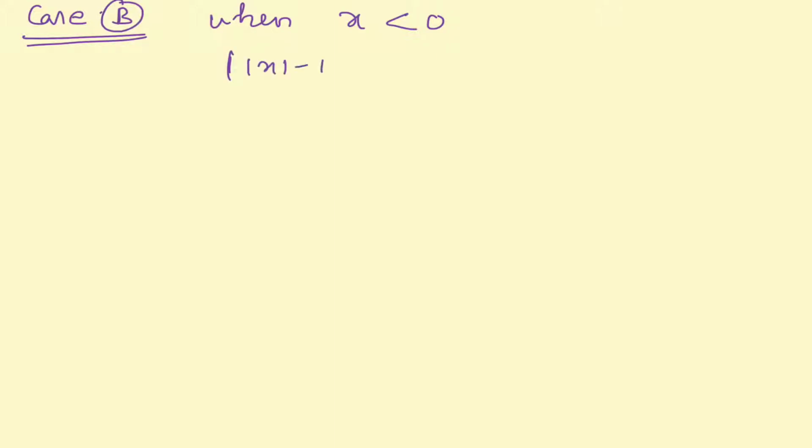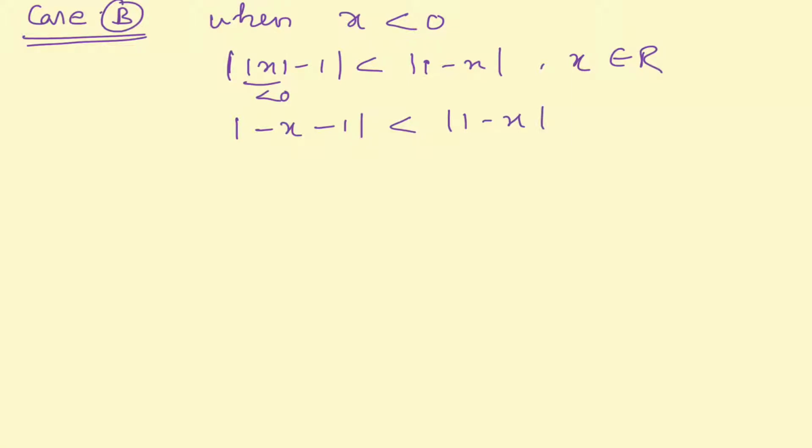Case b, when x is less than 0. When x is less than 0, we have mod of mod x minus 1 less than mod of 1 minus x, when x belongs to real values. x is less than 0, that means it will be negative. It will be negative means what? It will be minus x minus 1 less than 1 minus x. This is minus x minus 1, and this is 1 minus x.